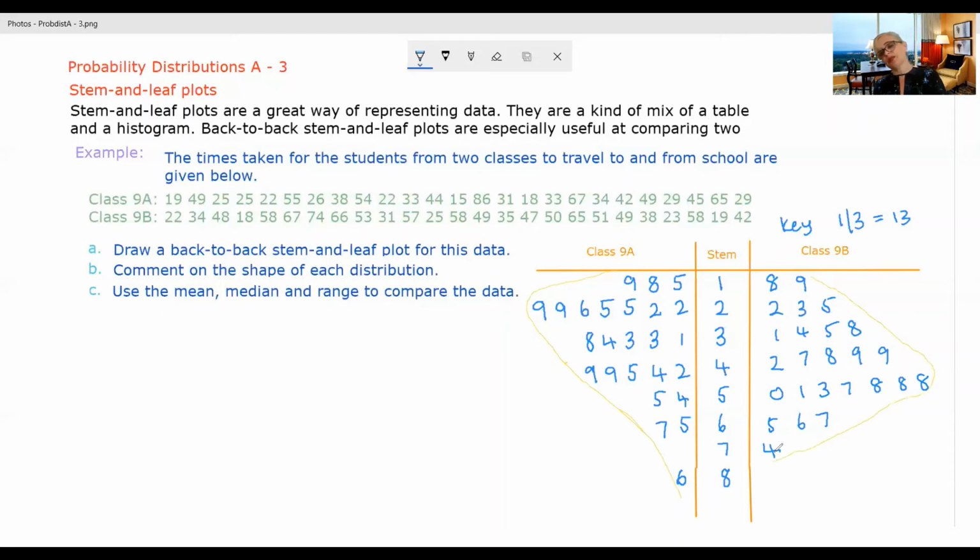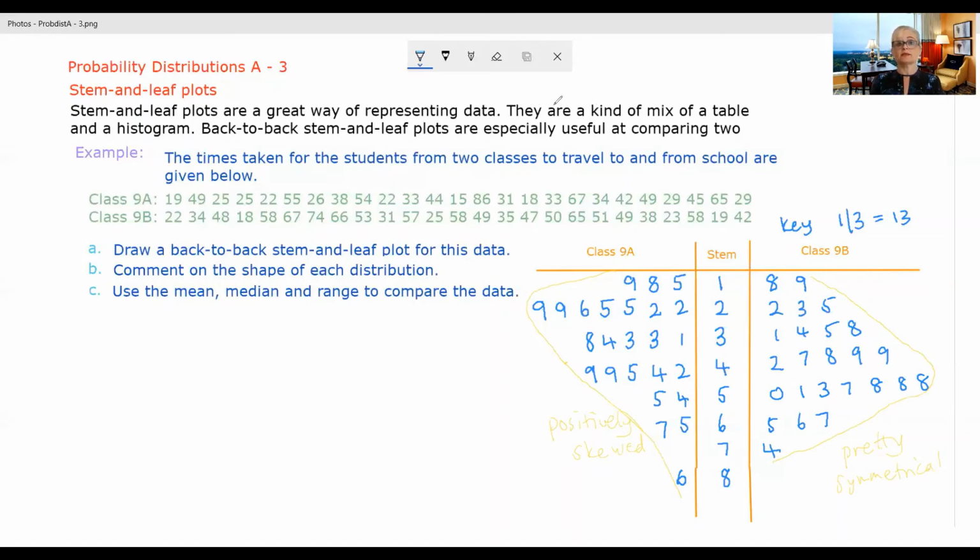is pretty much symmetrical, really, I'd say. So I would say when it says comment on the shape, I'd say this one is positively skewed. This one is pretty symmetrical. Not perfectly, but it's pretty symmetrical. Certainly more symmetrical than that one. So we've done part A and we've done part B. Now we're going to have a look at part C.